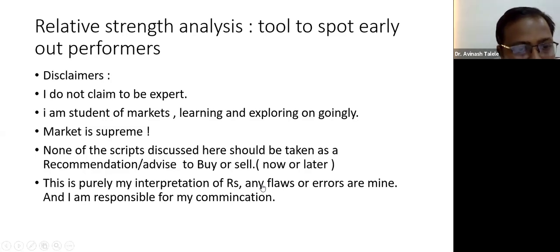A few disclaimers. I do not claim to be an expert. I am still a student of the market, learning and exploring it on an ongoing basis. By profession, I am still a medical oncologist, and I'm proud of that. Market is supreme, and none of the scripts we discuss here should be taken as a recommendation or advice to buy or sell now or later. This is purely my interpretation of relative strength analysis. Any flaws, errors, or omissions in explaining the systems are completely mine, and I am responsible for my communication.